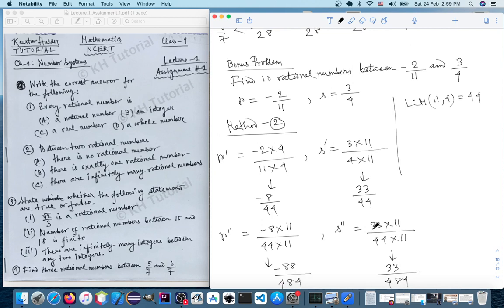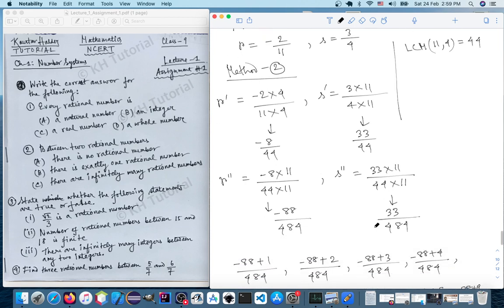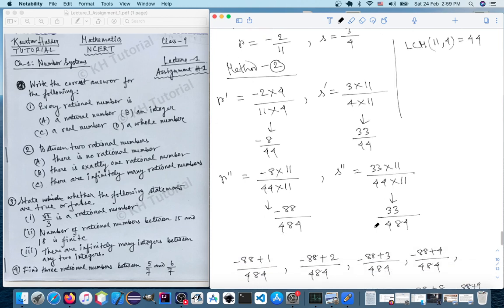I hope you are getting the idea how to find, by using method 2, a given number of rational numbers between two rational numbers. So there are 3 steps involved. The first step is to convert the given rational numbers to an equivalent form where both have the same denominator, and that same denominator will be obtained by taking the LCM of the denominators of the given two rational numbers. And once we have that, we get R dash and S dash.